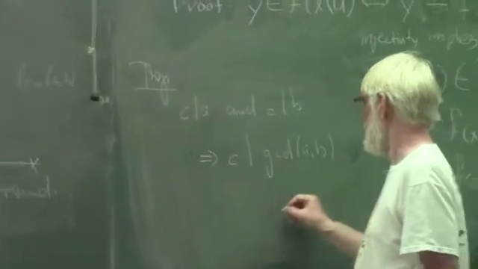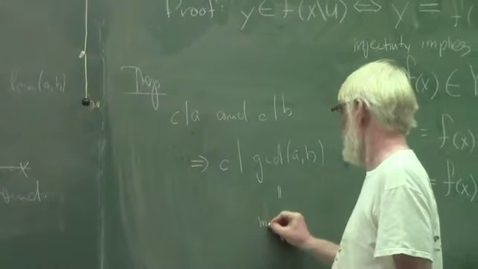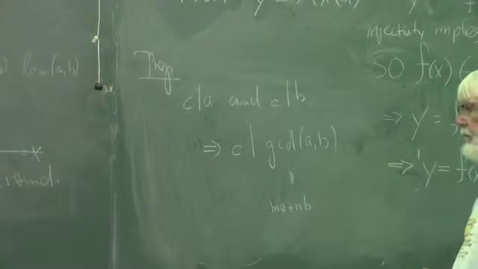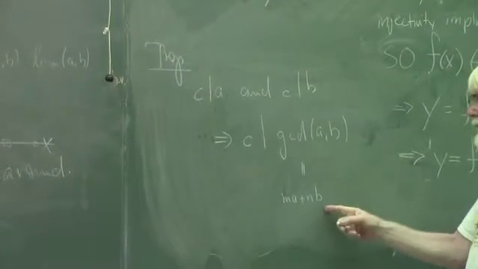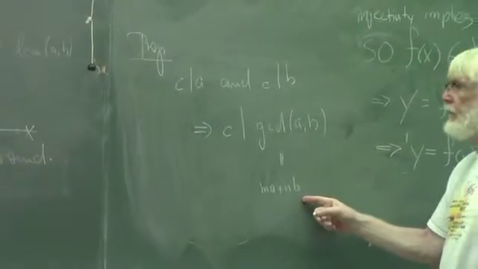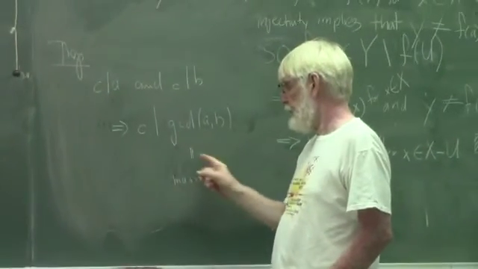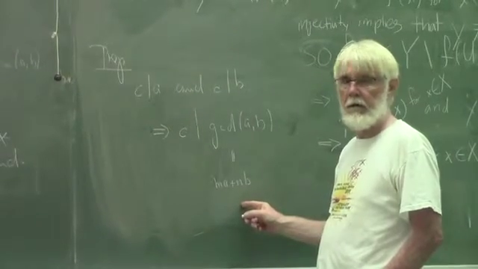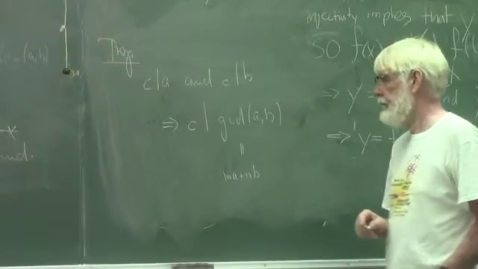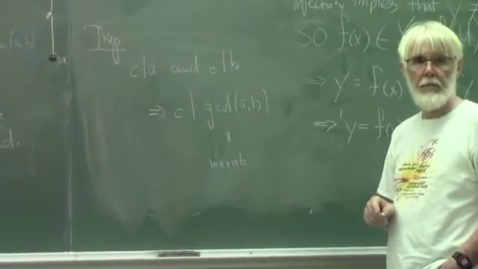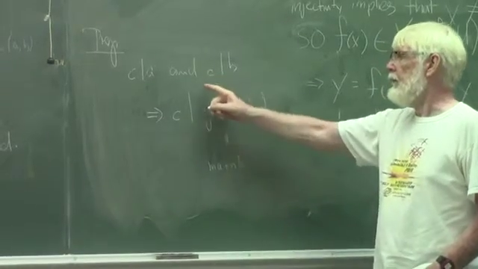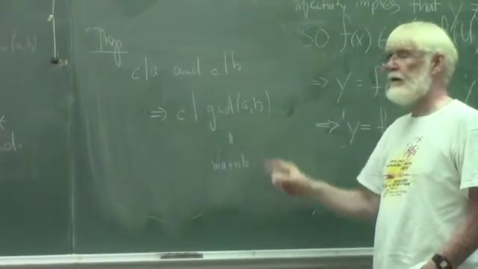So the greatest common divisor is of the form MA plus NB, right? A linear combination. We prove that the greatest common divisor is a linear combination like this. If C divides A and B, it will divide this, right? So the fact that we can write the greatest common divisor in this way means that any common divisor divides this one.